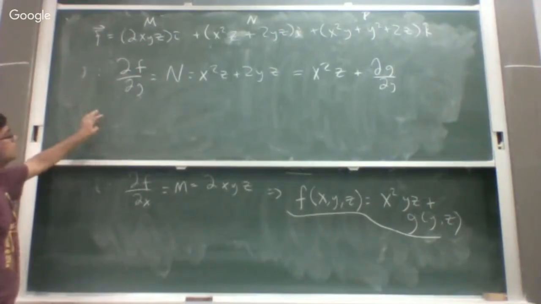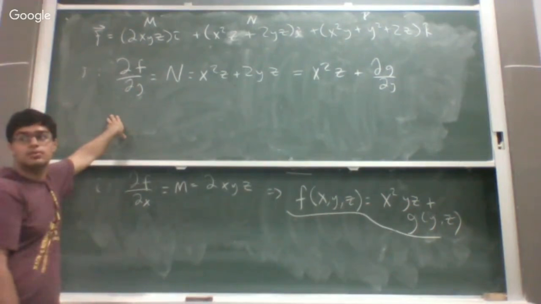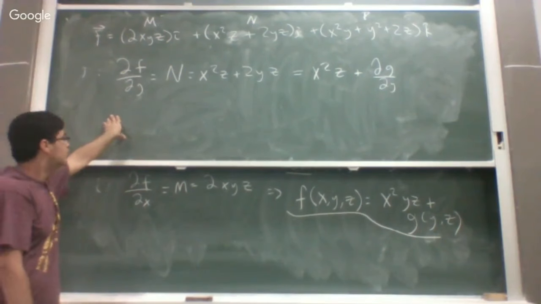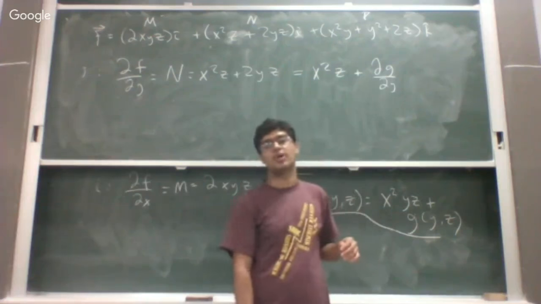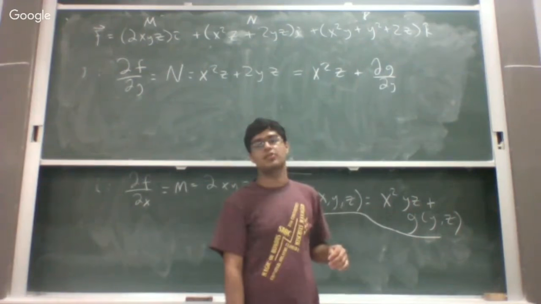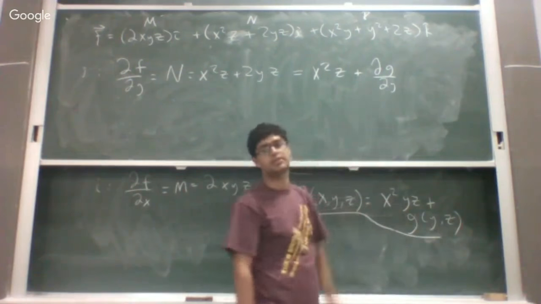Why is this different than the i component, where we just take the integral of the m, and why did we have to go back to f(x, y, z)? Because now we can solve for the partial of g with respect to y. So now we can fill in this term g by taking the integral of that.